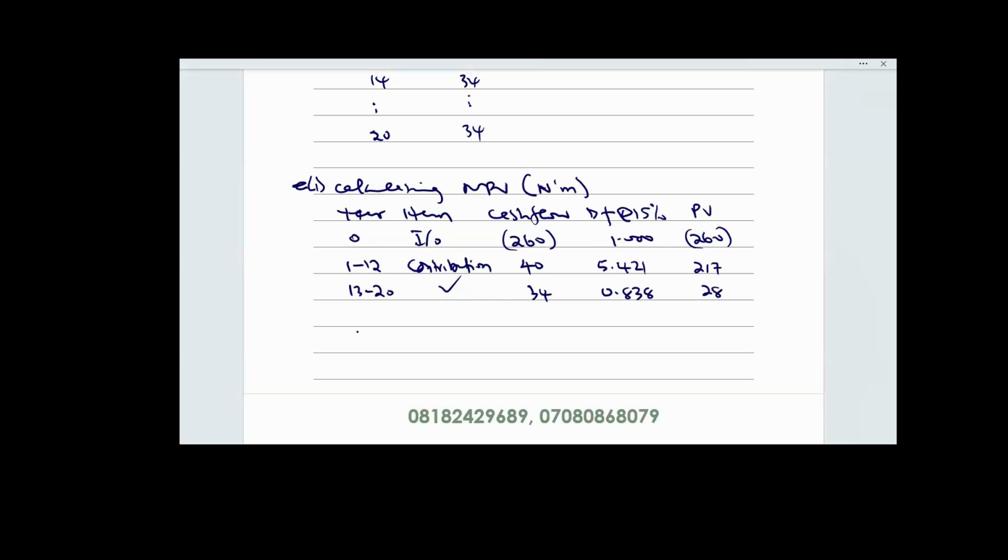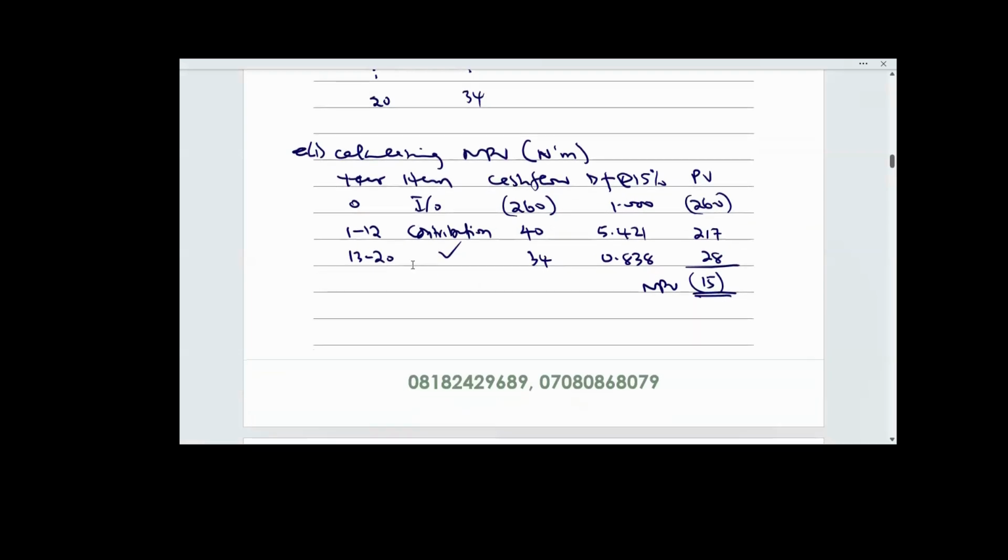So 415 minus 260 will give us a negative. If we're rounding up, then it should be 29? Are you sure? That's 28.49, that's 28. 4 is not up to 5. The first figure after the decimal point must be equal to 5 or more than 5. If it is less than 5, you cannot round it up. All right, so that's the NPV.